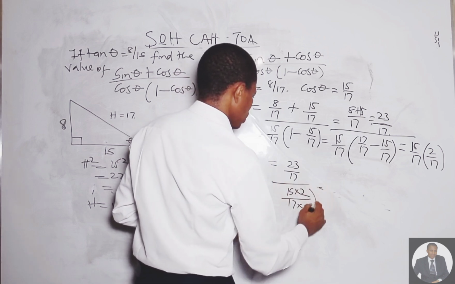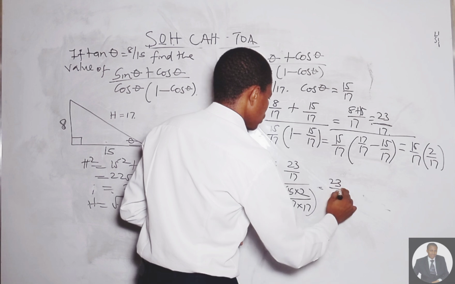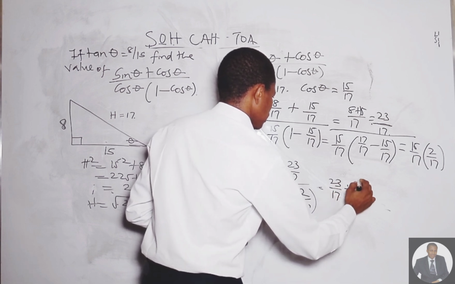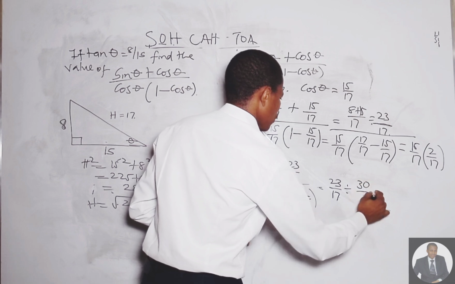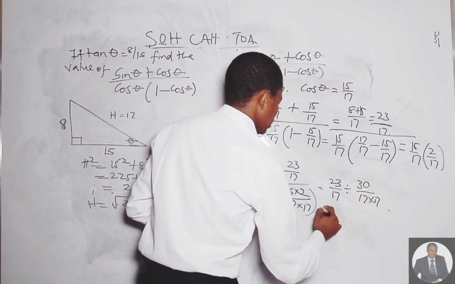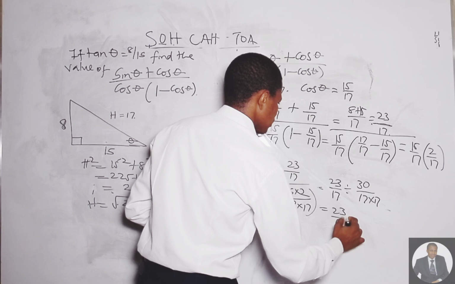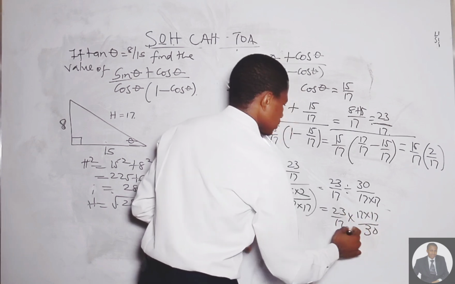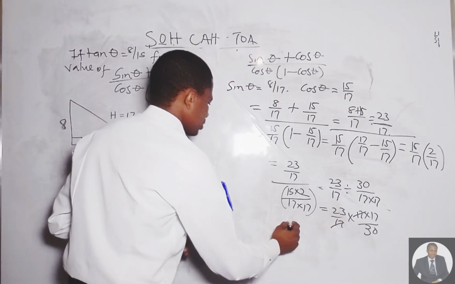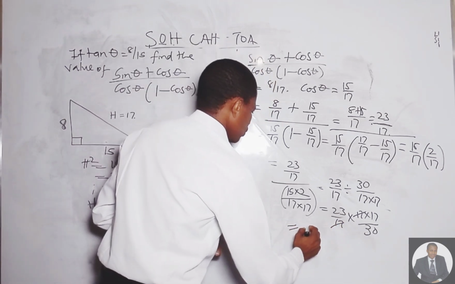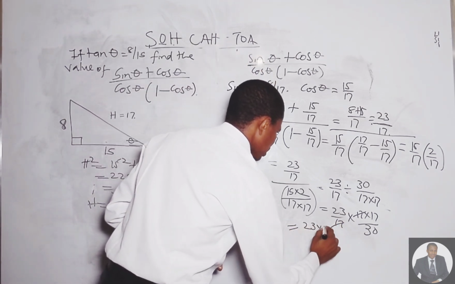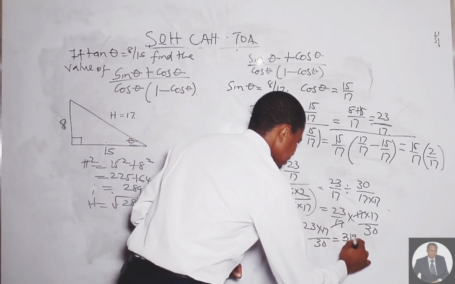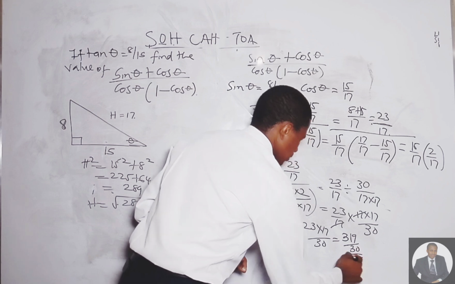So what do we do? We keep this together. So we have 23 over 17 divided by 30 over 17 times 17. And that will give us 23 over 17 times 17 times 17 over 30. So we cancel 17, we cancel 17. So what we have will be 23 times 17 over 30. And that will give us 319 over 30.